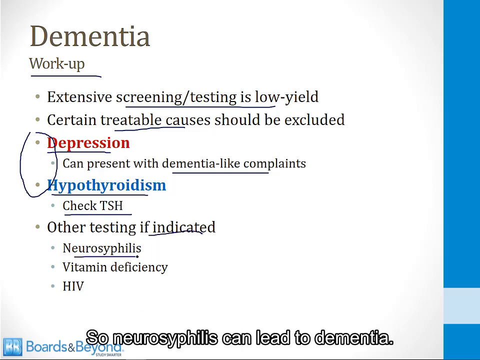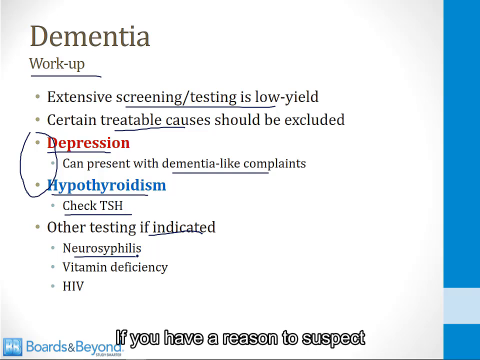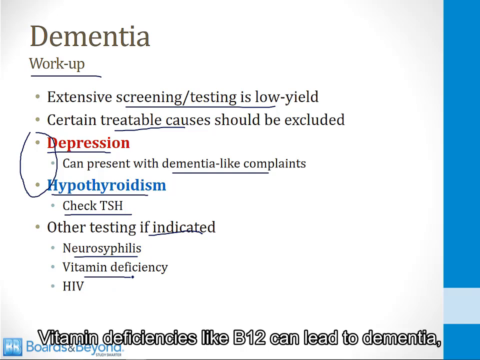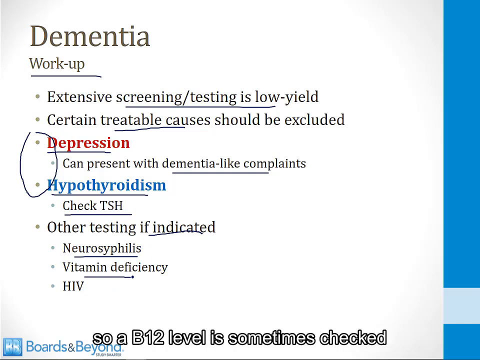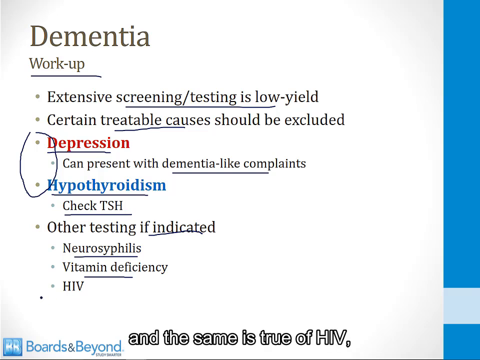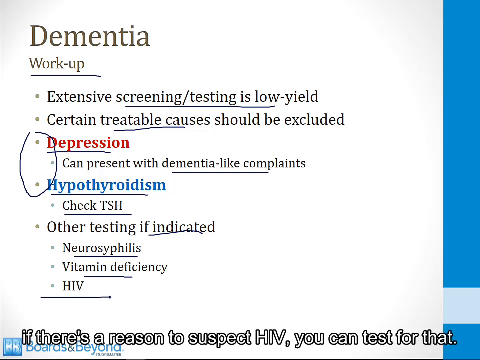So neurosyphilis can lead to dementia. If you have a reason to suspect that, you could check a RPR. Vitamin deficiencies like B12 can lead to dementia, so a B12 level is sometimes checked, and the same is true of HIV. If there's a reason to suspect HIV, you can test for that.